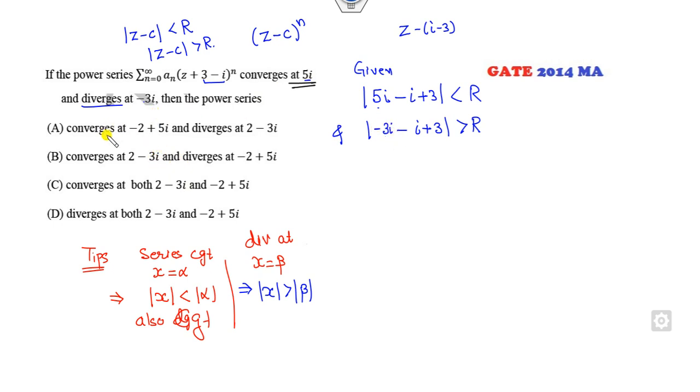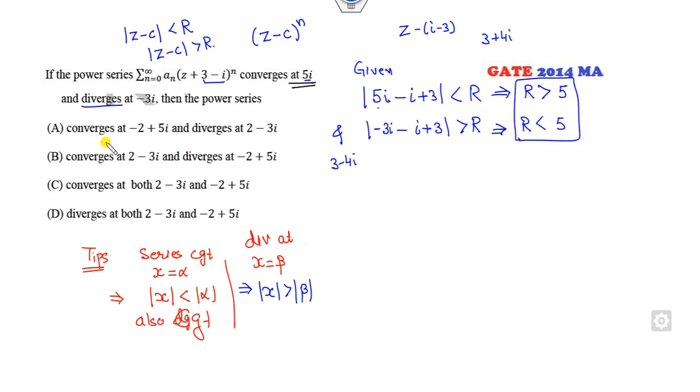Then okay, so what is the meaning of that? It means R should be greater than 3 plus 4i, whose absolute value is 5, and from here it is less than 3 minus 4i, that is again 5. Fine.